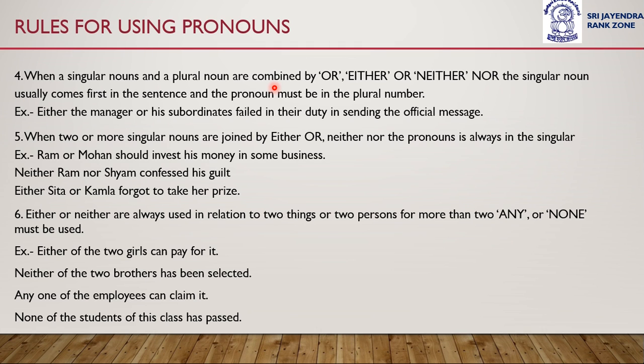Rule number 5. When two or more singular nouns are joined by or, either-or, neither-nor, the pronoun is always in the singular form. So, for example, Ram or Mohan should invest his money in some business. Another example can be neither Ram nor Sham confessed his guilt.